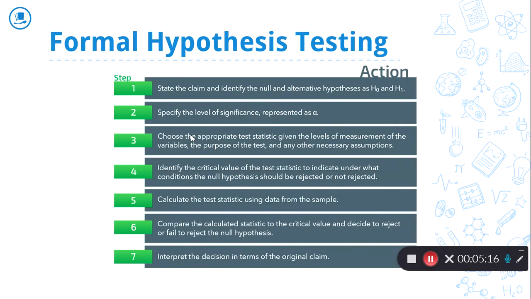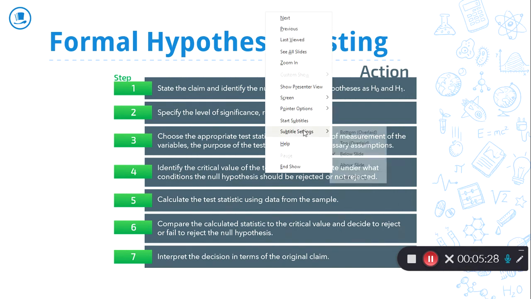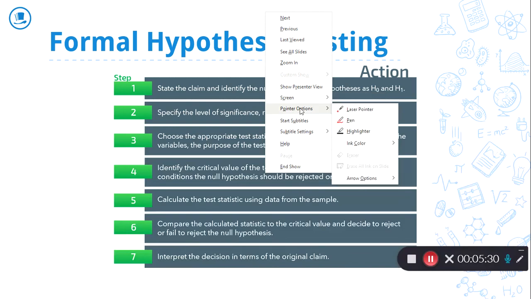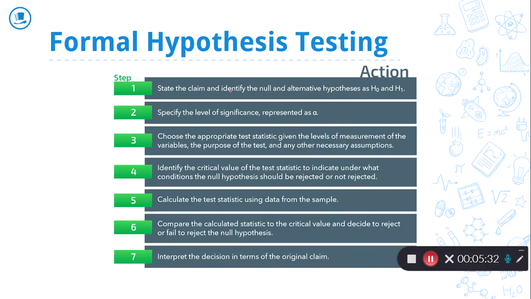This is a table from the Top Hat chapter that breaks formal hypothesis testing down into, what do we got there? 7 steps. I'm going to make life a little bit simpler and boil this down and not discuss 7 steps. 7 steps is too much. But in my thinking, we can boil this down to 4 steps because some of these go together really well.